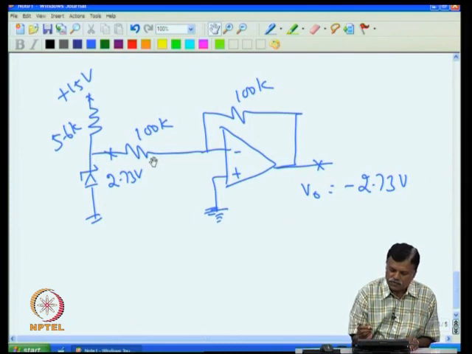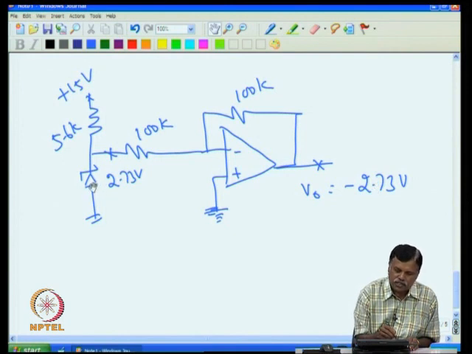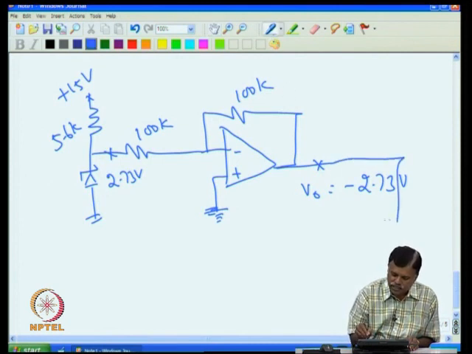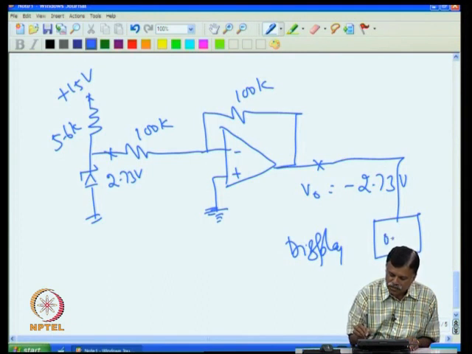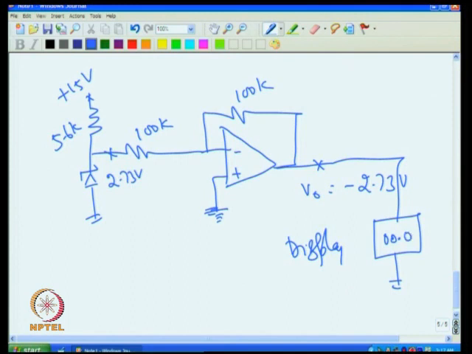But then our original aim was that V0 should be 0 volt when the temperature is 0 degrees. Suppose they keep this one in ice, then this will give me 2.73, but I want 0 volt here, so that I can connect a meter here, a display, and the display will show me the actual temperature. That is our aim. So, I put a display and if it shows like this, I am happy. So, for that I give a 0 volt.